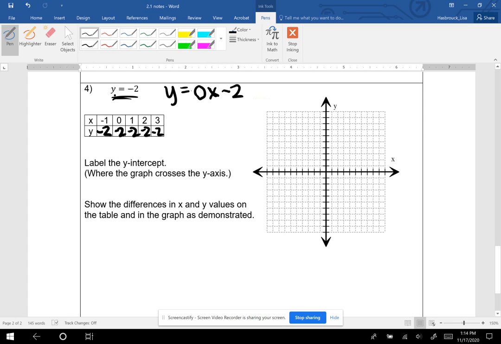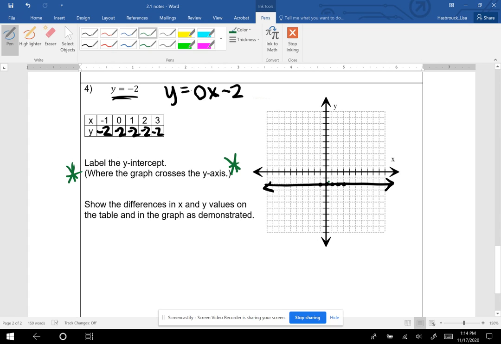So whenever they tell you y equals a number, that number you'll just plug in over and over again for your y. And then we can plot those points. So -1, -2, 0, -2, 1, -2, 2, -2, and 3, -2. Notice it creates a horizontal line. Whenever it's y equals a number, it will always create a horizontal line like this.